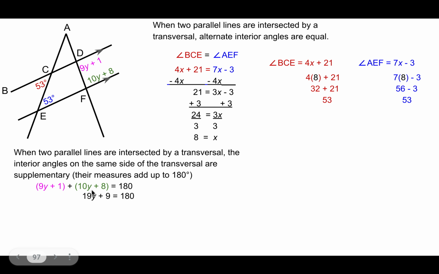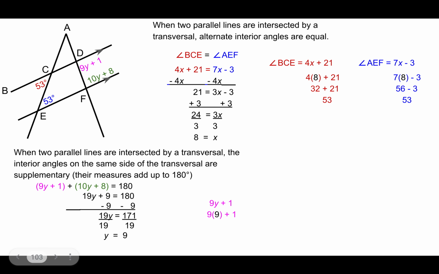Again, we're going to combine our like terms. So I get 19y plus 9 equals 180. I subtract 9 from each side, and 19y equals 171. Divide each side by 19, so y equals 9. Just like what we did previously, we're going to replace each y with 9. So let's start with the pink one.